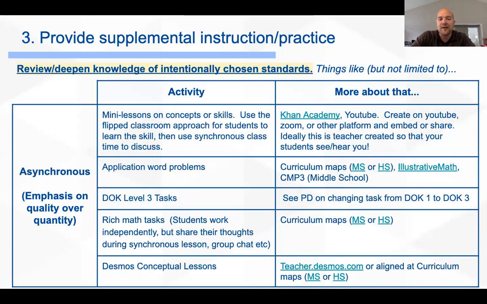One thing to consider for asynchronous work is to please emphasize quality of task over quantity of tasks. We're recommending that your students not spend a full 8 hours of each day doing schoolwork the way that they would at school. You know, a lot of tasks will take students significantly longer at home with less supports than they would have taken at school. So think about what quality of assignments you could give.